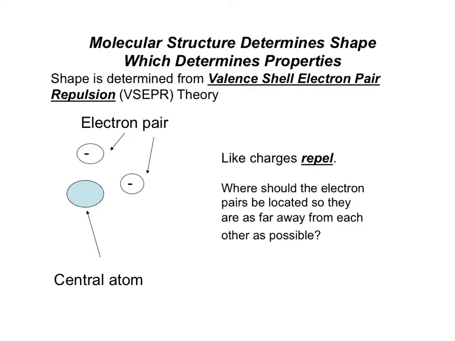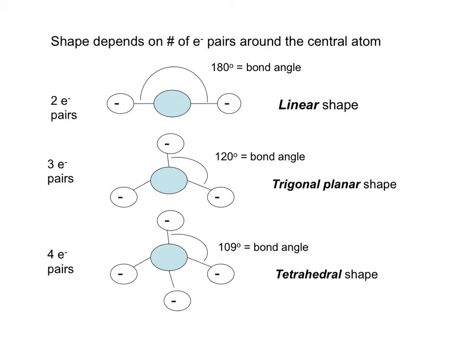A central atom is an atom bonded to two or more atoms. Electron pairs that surround the central atom are either bonding pairs or lone pairs. In valence shell electron pair repulsion theory, the electron pairs want to be as far away from each other as possible. The shape or geometry at a central atom depends on the number of electron pairs around the central atom. Two electron pairs are on opposite sides of the central atom. That will give a linear shape.